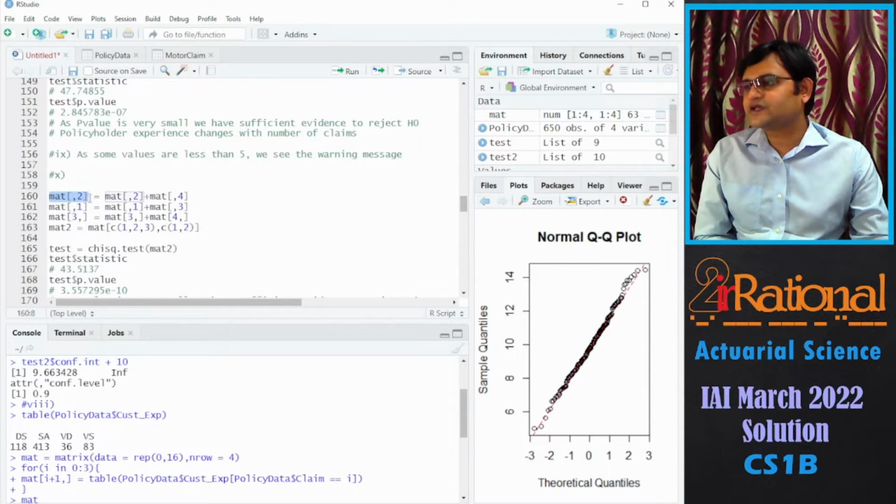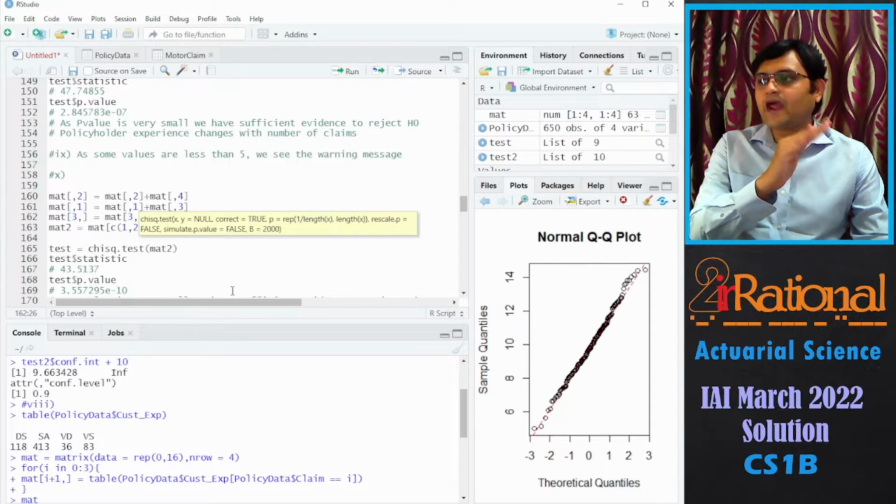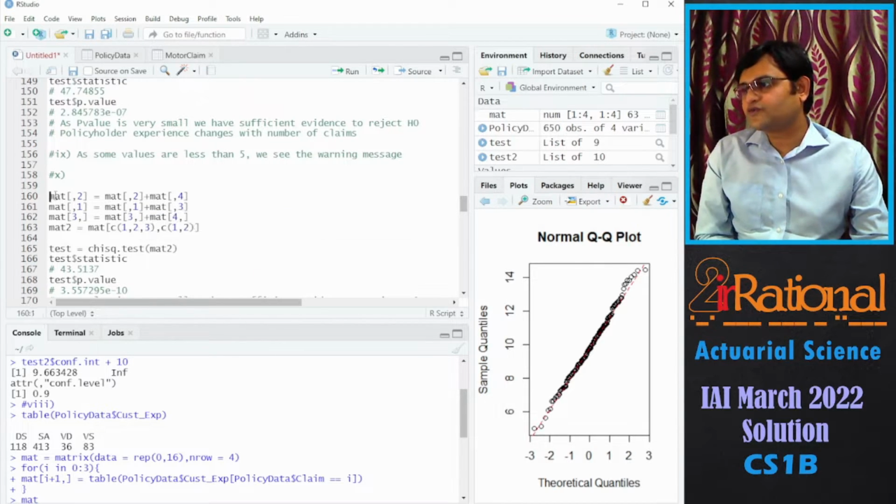In the same matrix, I said my second column must be nothing but the second column plus the fourth column, and the first column must be first column plus the third column, and the third row must be the third row plus the fourth row. Then I have made a new matrix that chooses only the first and the second column and only the first three rows out of this matrix. So MAT, choose only the first three rows and only the first two columns.